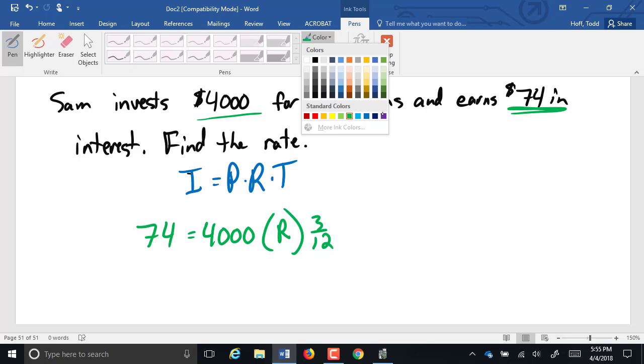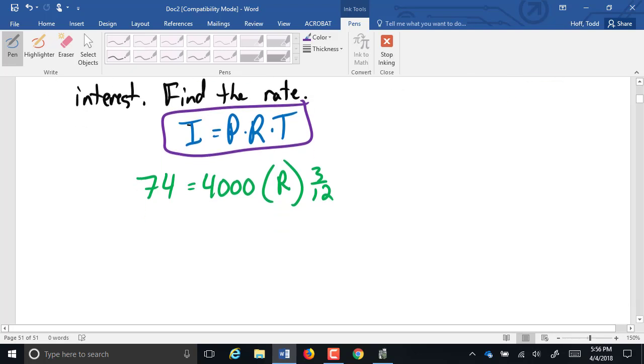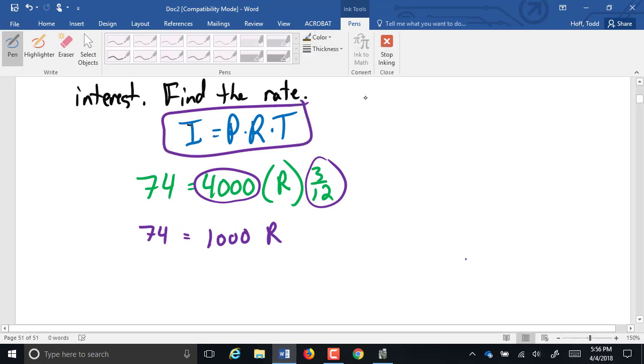Now your textbook gives you different formulas for each different type of problem depending on what number is missing. If R is missing, it tells you R is equal to I over P times T. Well, we don't need to memorize different formulas. This formula handles it all. We just have to do a little algebra and solve the equation. So the 74 on the left side isn't going to change. But we are going to multiply 4,000 times 3/12, which gives us 1,000. So 74 equals 1,000 R.